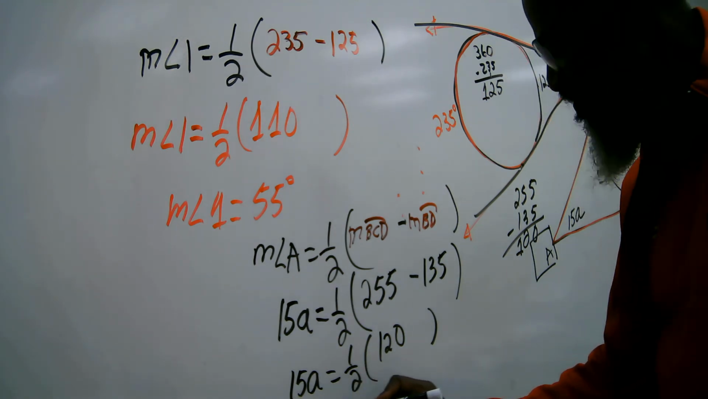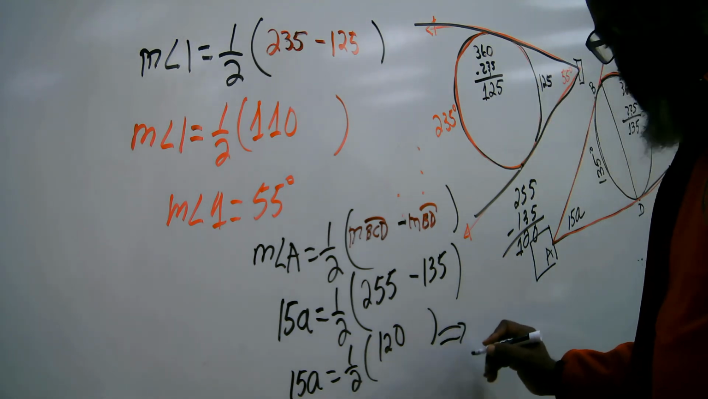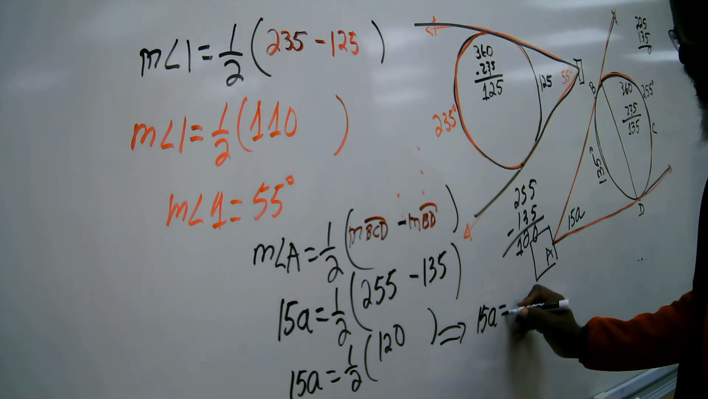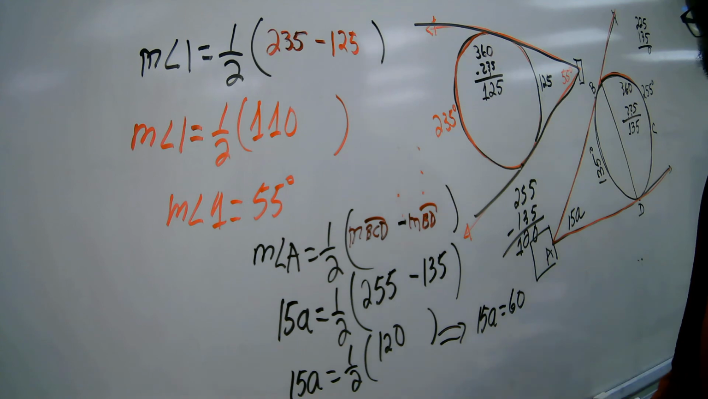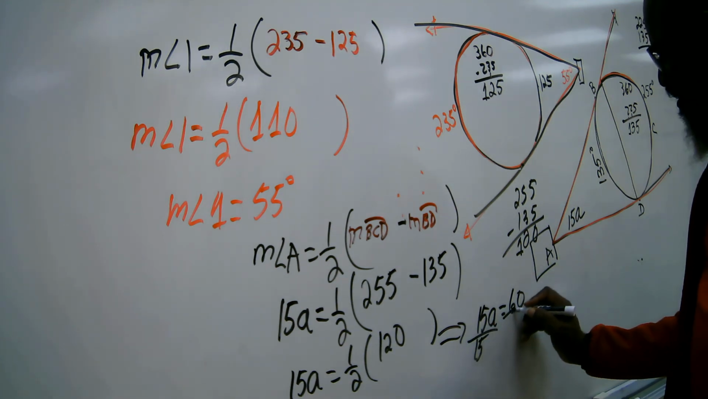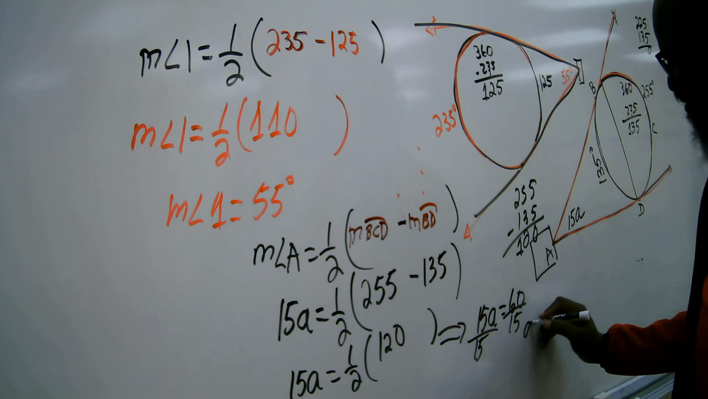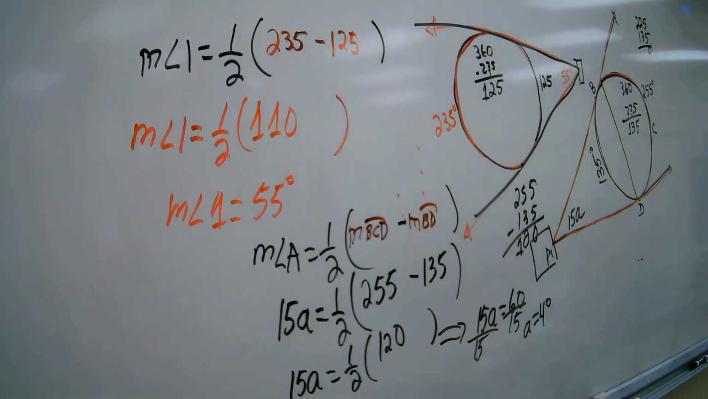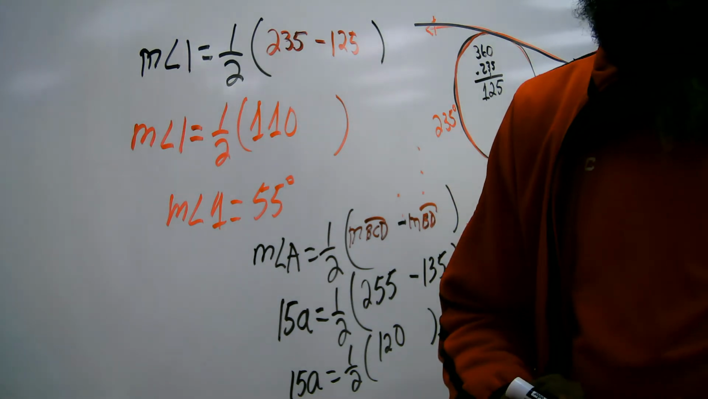Then you will have 15A is equal to 60. Now a piece of cake, and you divide both sides by 15. In this case, A is 4 degrees. Then we have done what we set out to do.